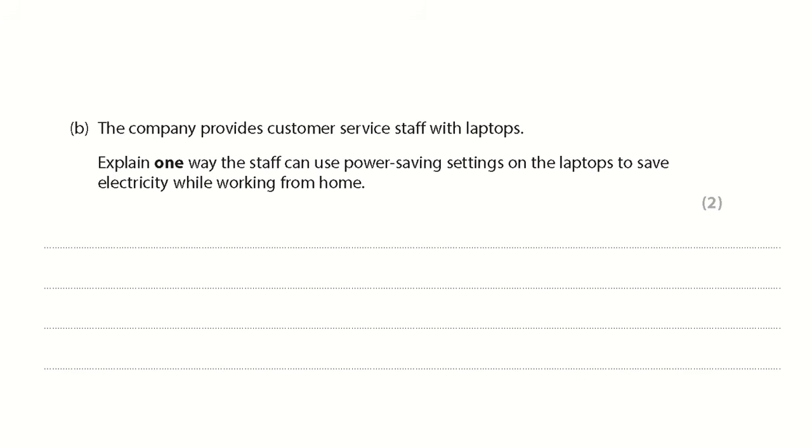Question 2b, still on Sunny Light. The company is providing the customer service staff with laptops. We've got to explain one way that the staff can use power saving settings on the laptops to save electricity. So it's one way, it's explained, it's a point and expansion, and we're looking for those key power saving settings.